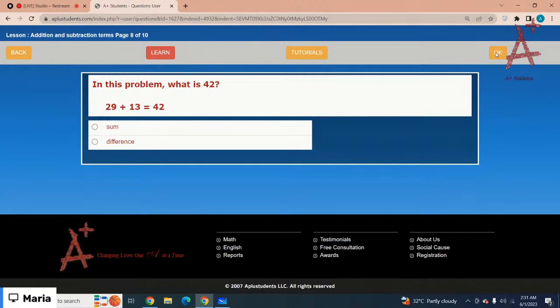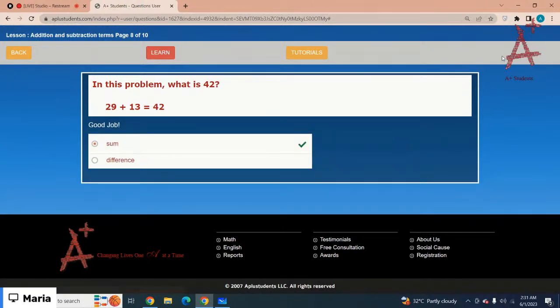What is, in this problem, what is 42? 29 plus 13 equals 42. So which is the correct option? 42 is the sum of 29 plus 13. So that would be the sum.